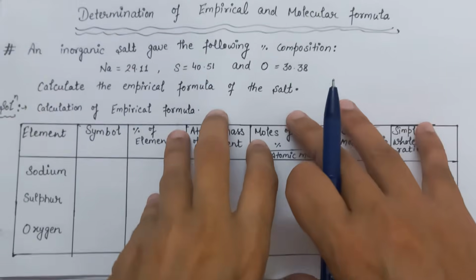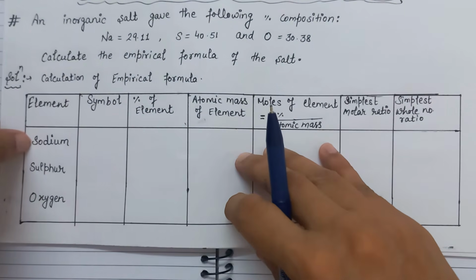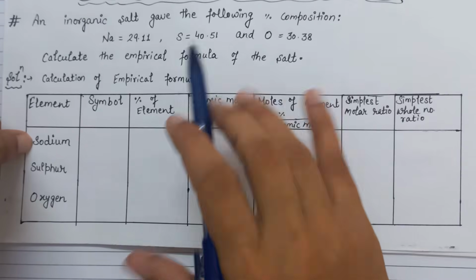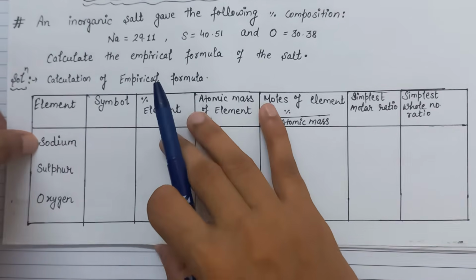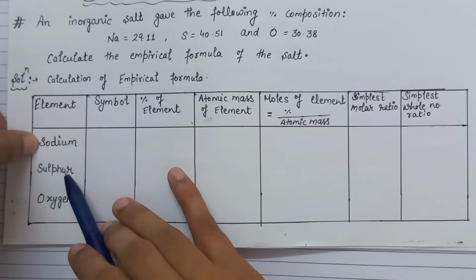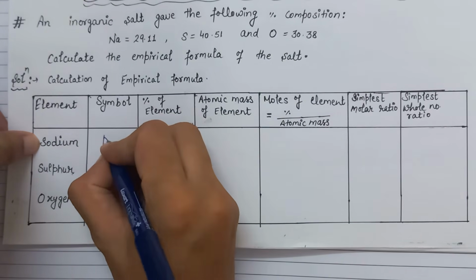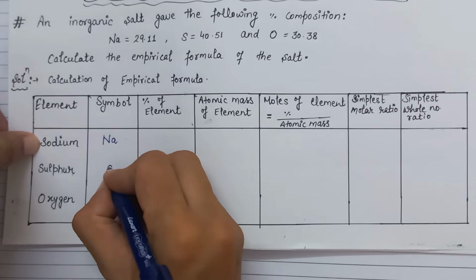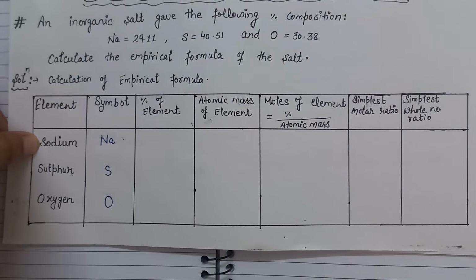In this type of question, we first make a table. In this table we write down the elements which have been given: sodium, sulfur and oxygen. In the first column we write down the name of the element. Then we write out the symbol of the element: Na for sodium, S for sulfur, and O for oxygen. Now in the third column we have to write down the percentage of the element.